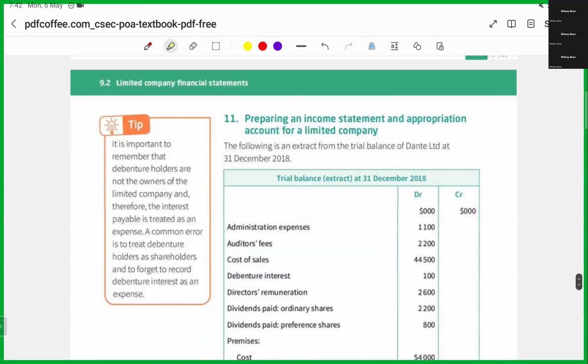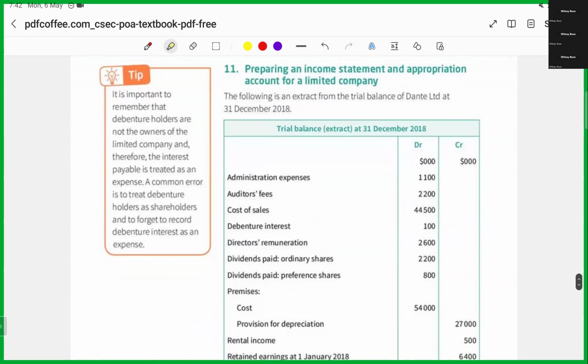Remember that debenture holders are not owners of the company, so interest on debentures are expenses, all right?